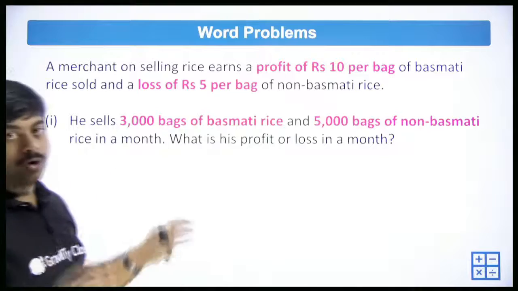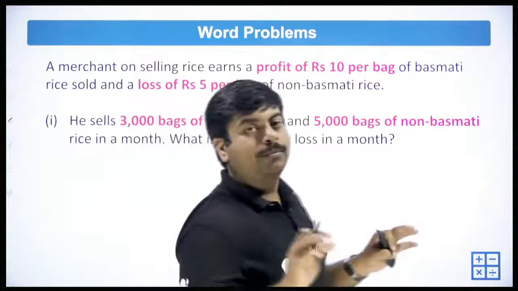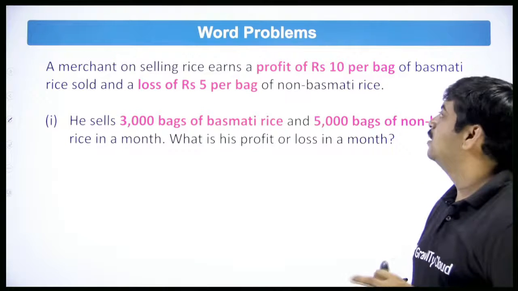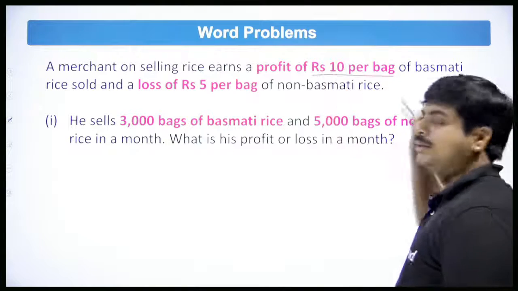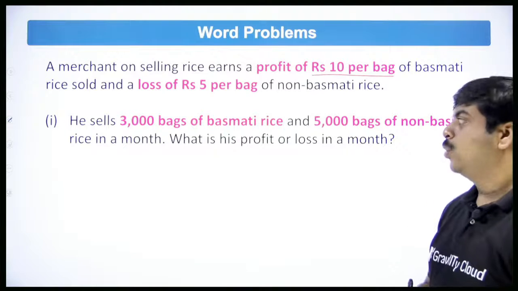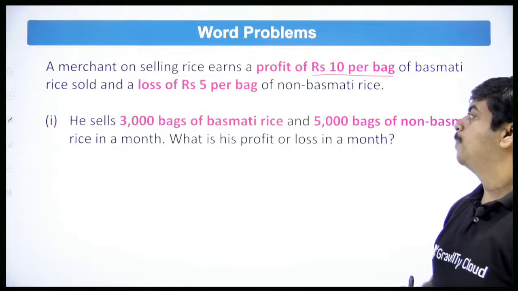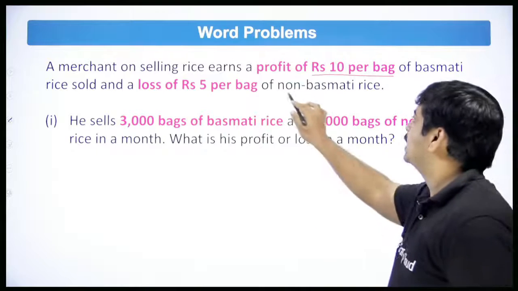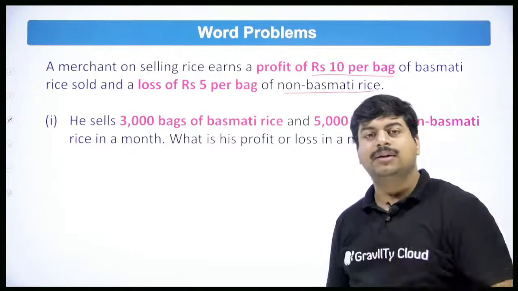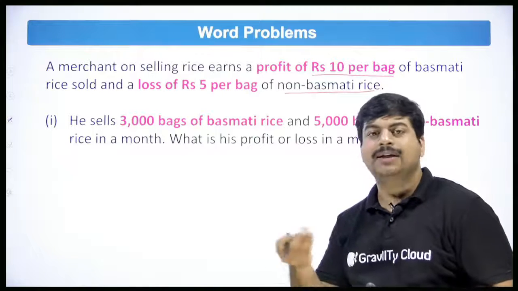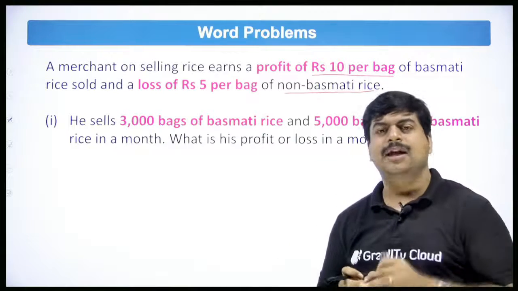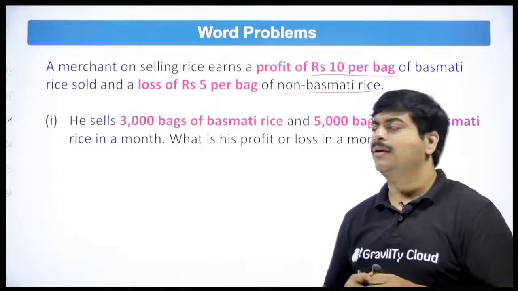One more question, which I'm not going to do now. I'm leaving this question for you, but just try to understand what it is about. A merchant on selling rice earns a profit of rupees 10 per bag of basmati rice sold, and a loss of rupees 5 per bag of non-basmati rice. There is a rice called basmati, which you generally use for biryanis, a bit lengthier than the normal rice, with a different fragrance.